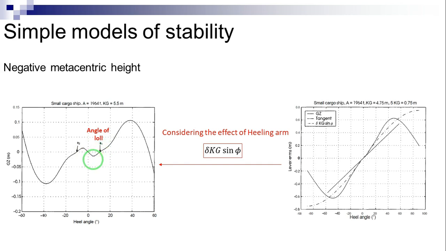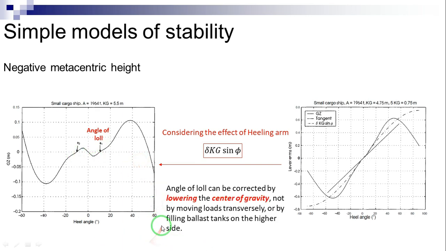An angle of loll can be corrected only by lowering the center of gravity, not by moving loads transversely or by filling ballast tanks on the higher side. Hervieu 1985 proves this in two ways. First, by considering the metacentric evolute, next by examining the righting arm curve.